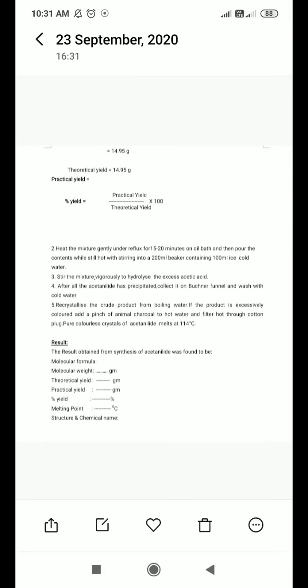Then recrystallize the crude product from boiling water. If the product is excessively colored, add a pinch of charcoal to hot water and filter hot through cotton plug. Pure colorless crystals of acetanilide melt at 114 degrees Celsius. Means the melting point for acetanilide is 114 degrees Celsius. Okay, now what is the use of that charcoal? Charcoal acts as an adsorbent, so it adsorbs the excess color from that product and we will get the pure product.